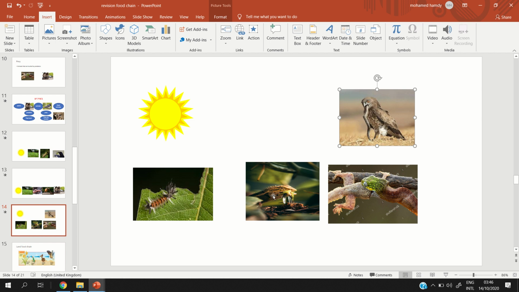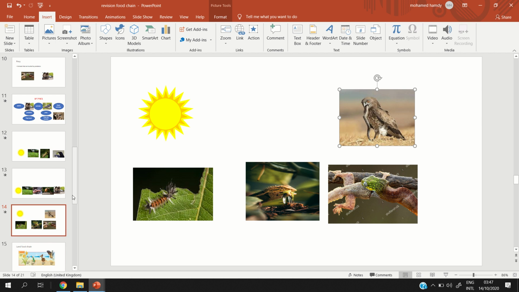And look at the lizard here and this insect. Can the insect eat the lizard? No, how? It is very weak. So the lizard is stronger than the insect, so the lizard can eat the insect. So now grade 2, if I give you any food chain, any pictures for a food chain, I think you can arrange it. You must arrange it from the stronger to the weaker. The stronger will be the predator and the weak will be the prey.